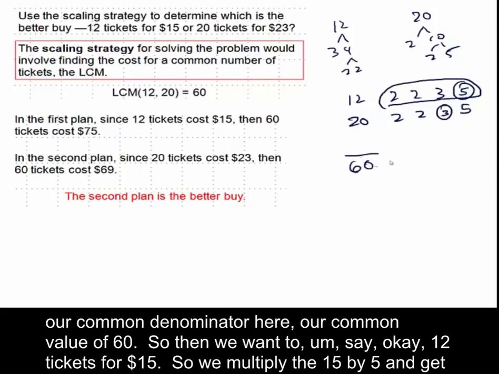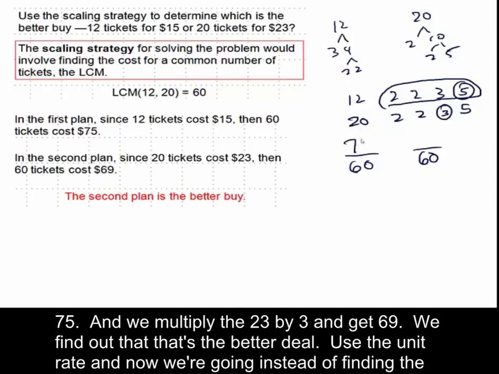So then we want to say, okay, 12 tickets for $15. So we multiply the 15 by 5 and get 75. And we multiply the 23 by 3 and get 69. We find out that that's the better deal.